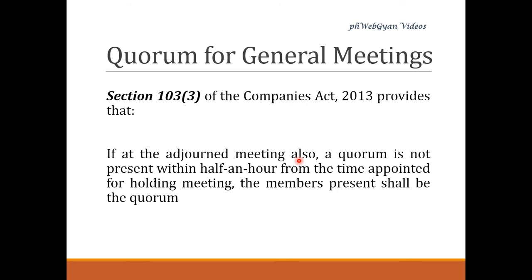It is very interesting if you notice here that the term also is used before a quorum, which says that if a meeting is adjourned for want of quorum, and at that adjourned meeting, again the quorum is not present. So the interpretation of the line goes like this, that if the meeting which is adjourned because of the quorum, at that meeting also the quorum is not present, then whatever the members are present, they shall constitute the quorum.